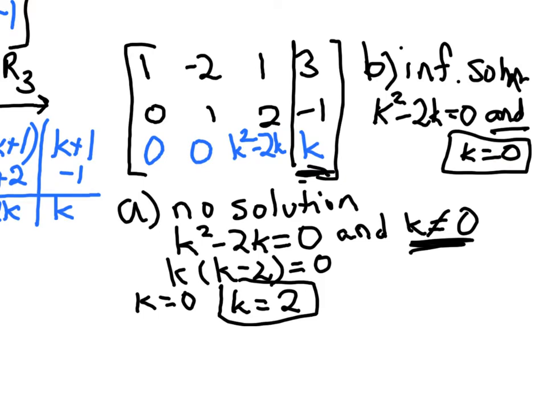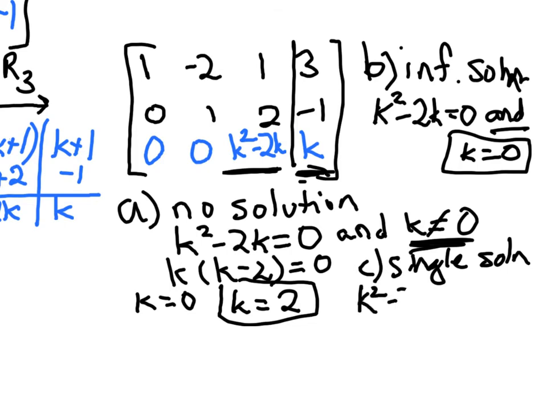Okay, so lastly, there is a unique solution, or a single solution, when each of these variable columns has a pivot. So it has a single solution if we have a pivot in this position here, which would mean we need k squared minus 2k to be non-zero. And then this k over here could be anything. It could be 0, it could be non-zero. But the important thing is that we have a non-zero entry in this position here.